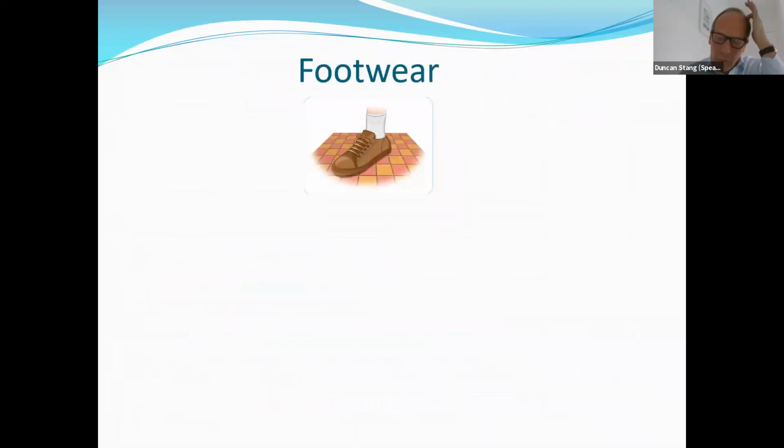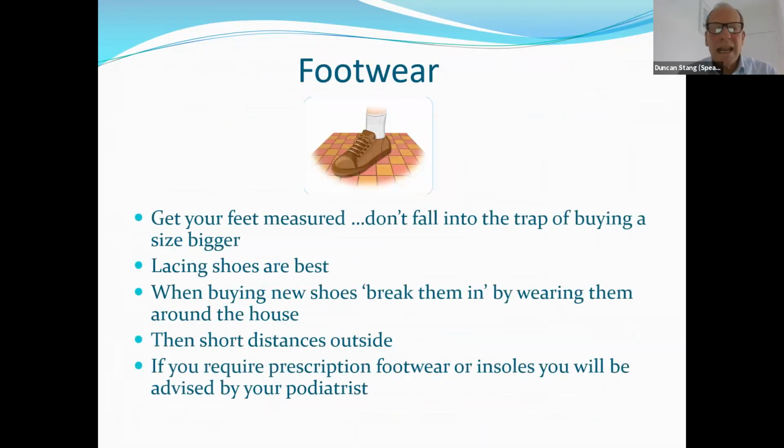So footwear. When we talk about footwear, I would always say get your feet measured and don't fall into the trap of buying shoes in a bigger size, because if you buy shoes in a bigger size, it means that your foot may, what we call piston, and it could move back and forward within the shoe, and that can cause you problems with rubbing or stubbing of your toes. So I would always say get your feet measured and get the right size for yourself. Lacing shoes are best because they hold your foot in a good position and stop your foot sliding about within the shoe.